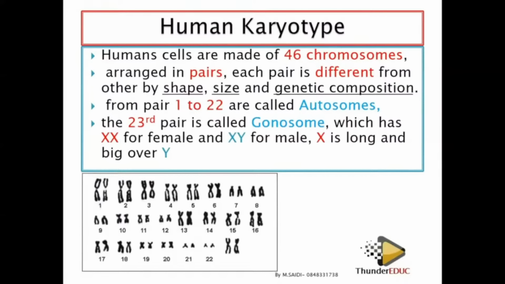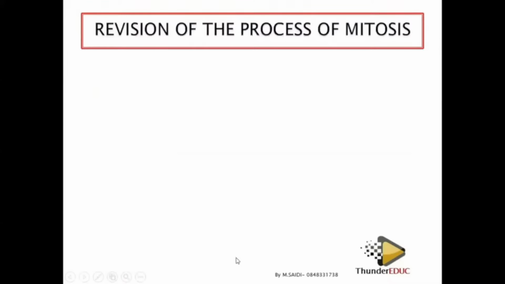So a karyotype, an example, looks like this. You see that pair number 1, number 2, number 3, number 4 vary in appearance, shape, and also in genetic composition. From 1 up to 22, we call them autosomes, and then the 23rd pair, we call it gonosomes. So basically, that's it. Next is a revision of the process of mitosis. It's advisable before you start meiosis to do a revision of the process of mitosis.